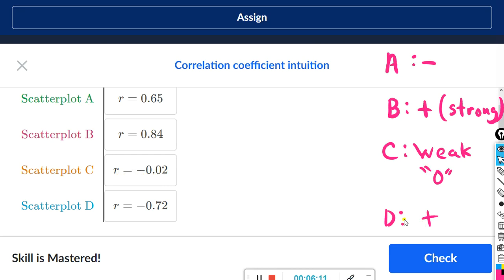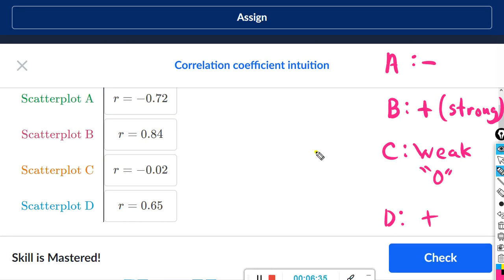And we said D is positive, but not as strong as B. So this one here is positive. That's going to go to D. And it just messed me up here. Let me see. C is the weak one, closest to 0. And B is the strongest positive. All right, so that should be it.